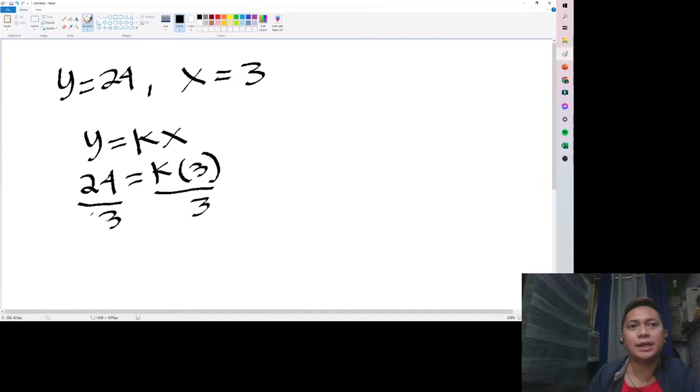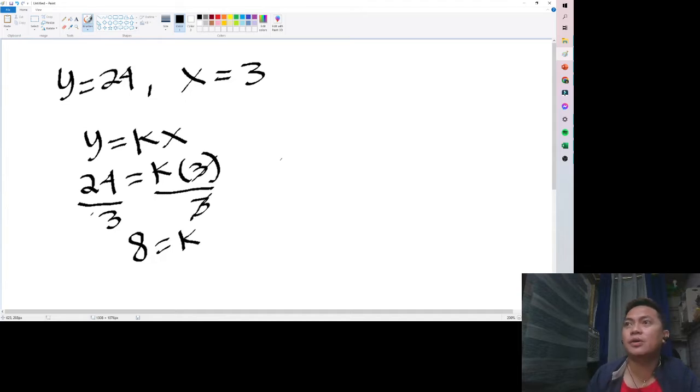Okay, bakit 3? Kasi kailangan natin tanggalin yung katabi ng value ni K. Kasi kukunin natin si K, no? So, cancel, cancel. That is equivalent to 1. Kaya, ang matitira na lang dyan ay K. Then, 24 divided by 3, that is equal to, how many? Okay, that is equal to 8. Okay. So, that's how to get the K.